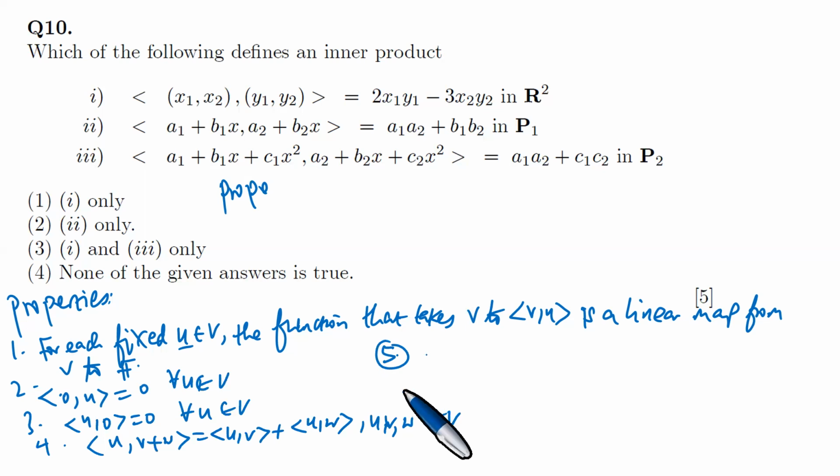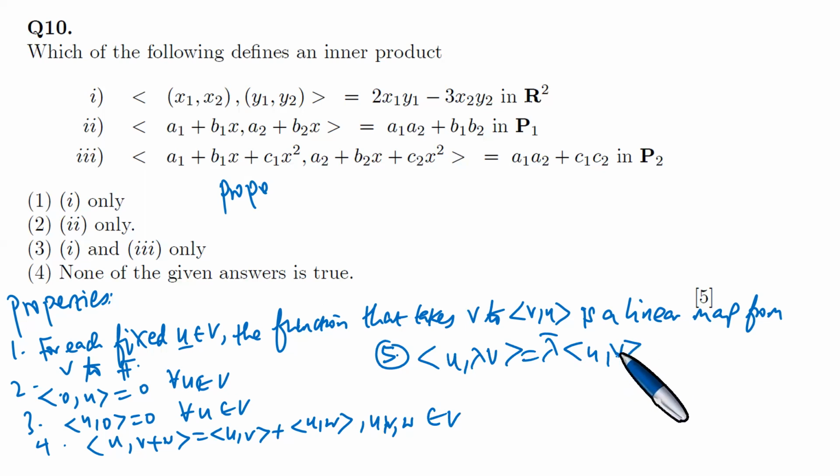These are the basic properties you need to know, and then we're going to use them to answer this question. These are like the laws. Property 5 says what? The inner product of u and lambda v is lambda bar times the inner product of u and v. This is for all lambda an element of F, and u, v elements of V.